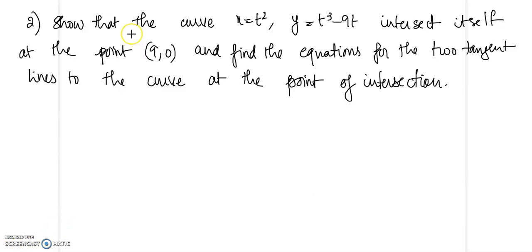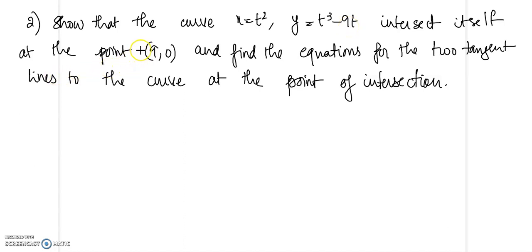Okay, so let us look at another problem. Problem is to show that the curve x equal to t square, y equal to t cube minus 9t intersect itself at the point 9, 0 and find the equations for the two tangent lines to the curve at the point of intersection. Okay, so we need to show that the curve x equal to t square and y equal to t cube minus 9t intersect itself at the point 9, 0.